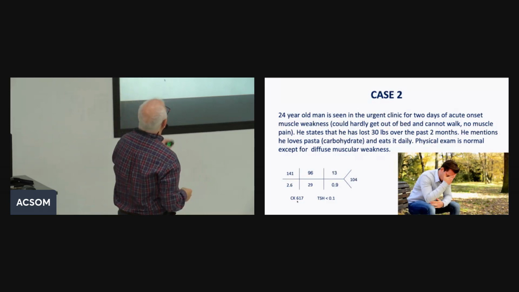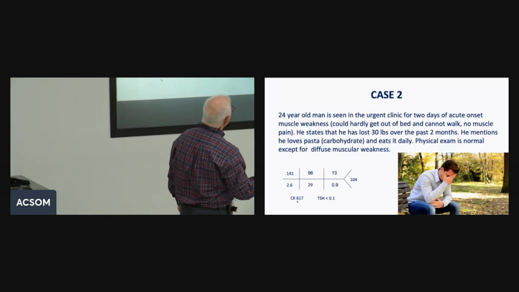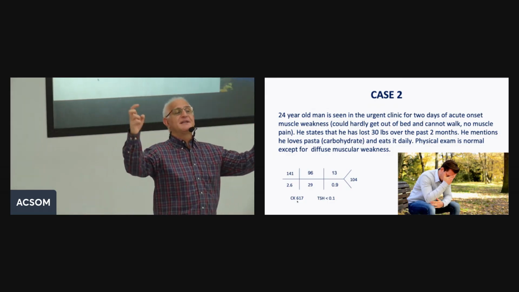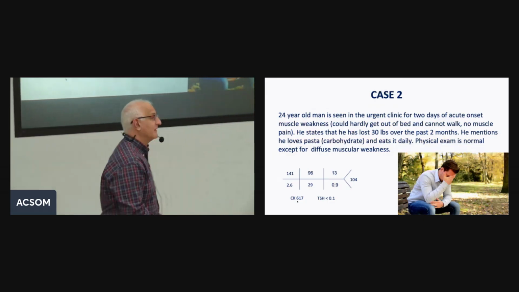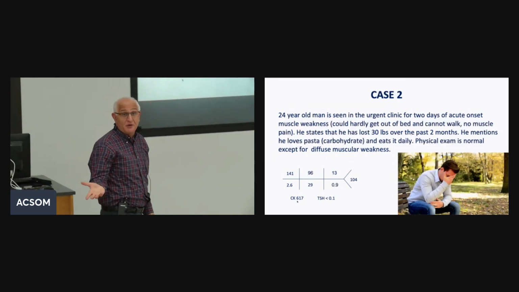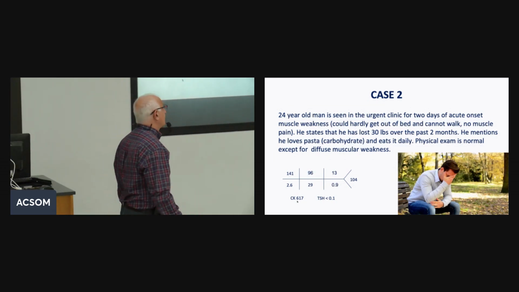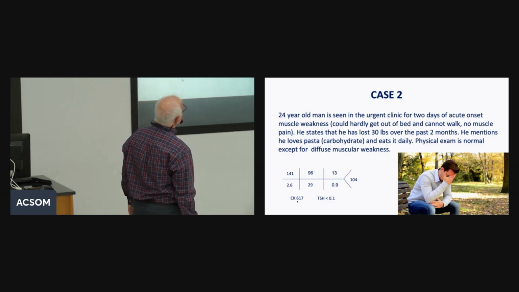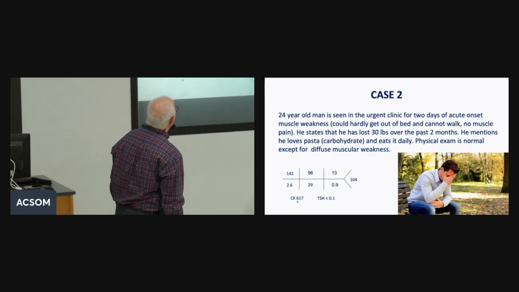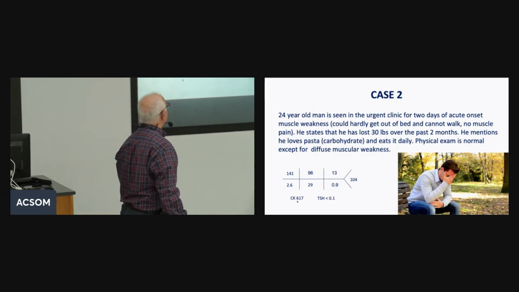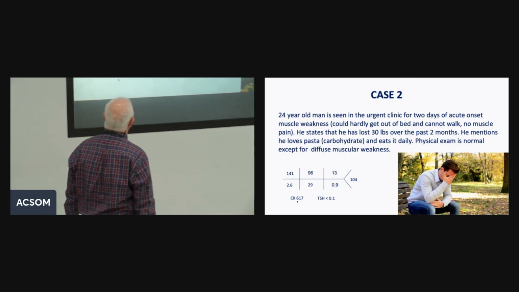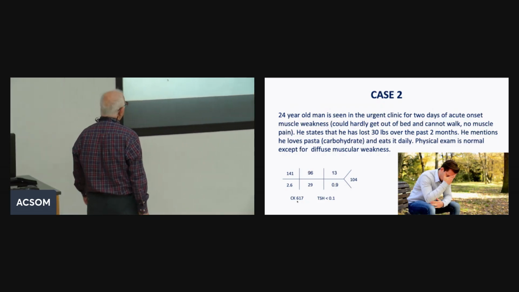A 24-year-old gentleman, urgent care, 2 days of acute onset of muscle weakness. Red flags go up for nephrologist. Could hardly get out of bed and cannot walk. 24-year-old, why can't you get out of your bed? States that he has lost 30 pounds over the past 2 months. He mentions he loves pasta. Who doesn't? Carbohydrate, and eats it daily. Physical exam is normal except for diffuse muscular weakness.